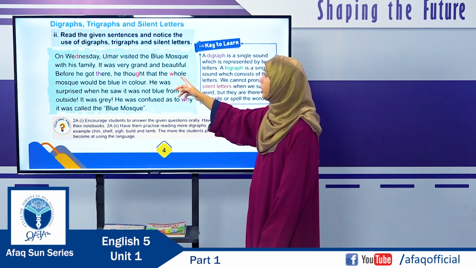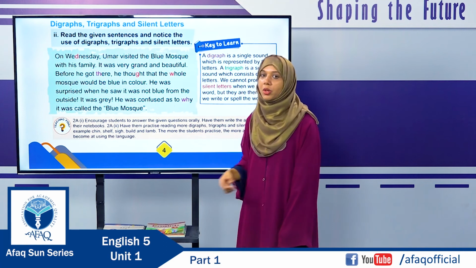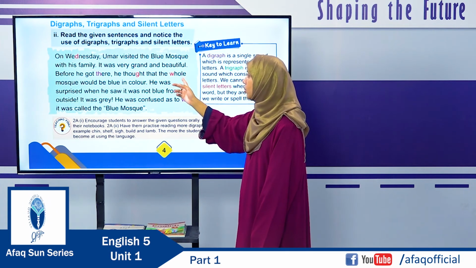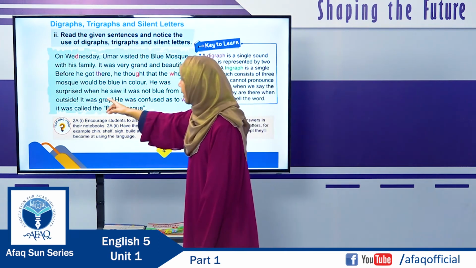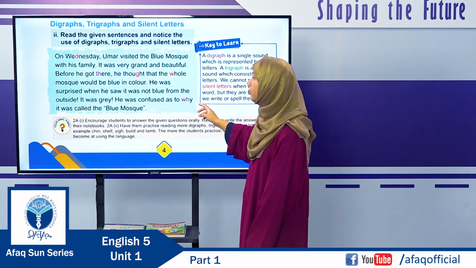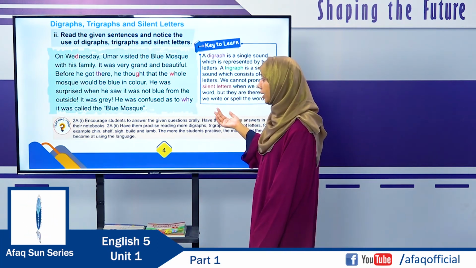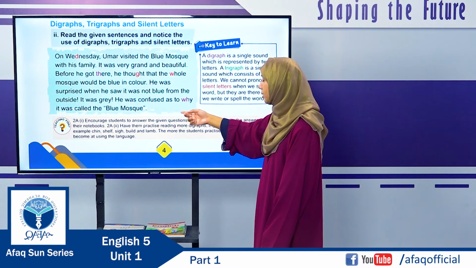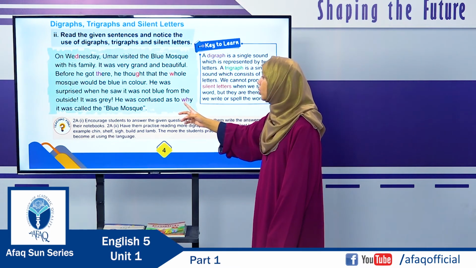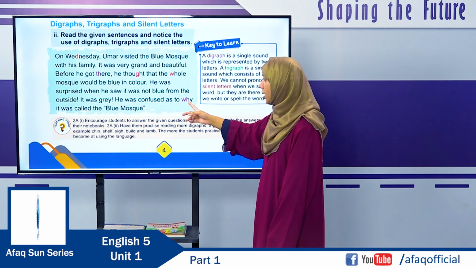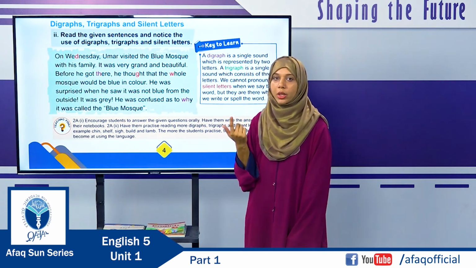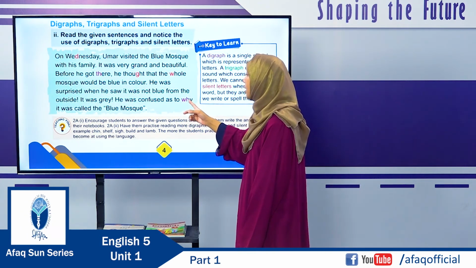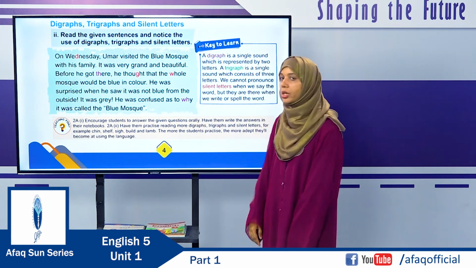He thought that the whole mosque would be blue in color. Whole, again in this word, whole, W is written, but we do not say the sound of W here. So W is also a silent letter in this word, whole. He was surprised when he saw it was not blue from the outside. It was gray. He was confused as to why it was called the Blue Mosque. Have you noticed here that in the word why, W and H are 2 letters, but their sound is only one, W. So why? This is also a digraph. A digraph has been used in the word why.